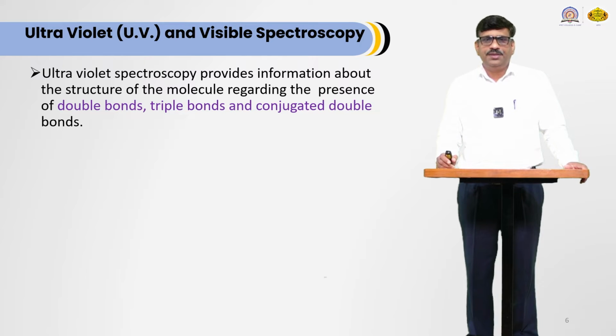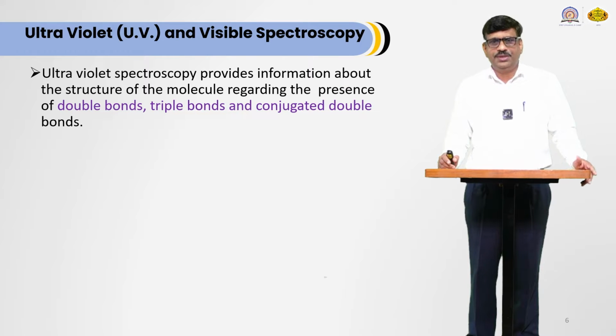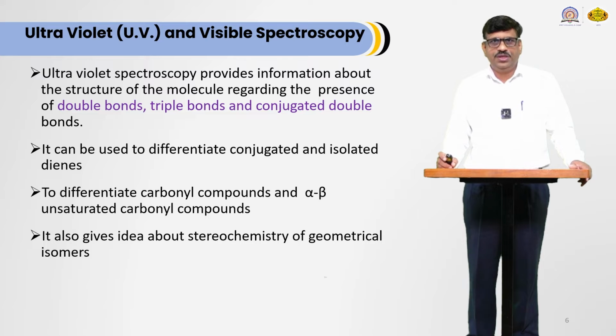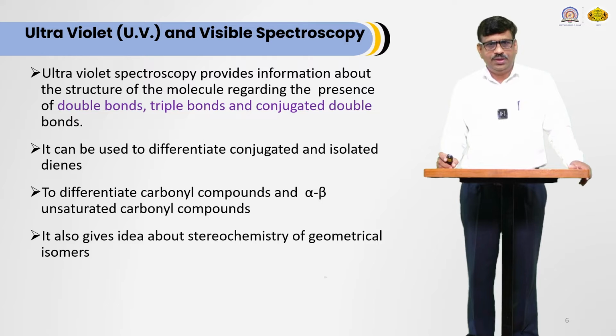Ultraviolet spectroscopy is the spectroscopy which is used to find out the conjugation present in the molecule or compound. It is also used to find out presence of double bond, presence of triple bond, or presence of ring system in the molecule. It can be used to differentiate conjugated and isolated dienes. It is used to differentiate carbonyl compound from alpha beta unsaturated carbonyl compound. It also gives idea about the stereochemistry of the molecule.